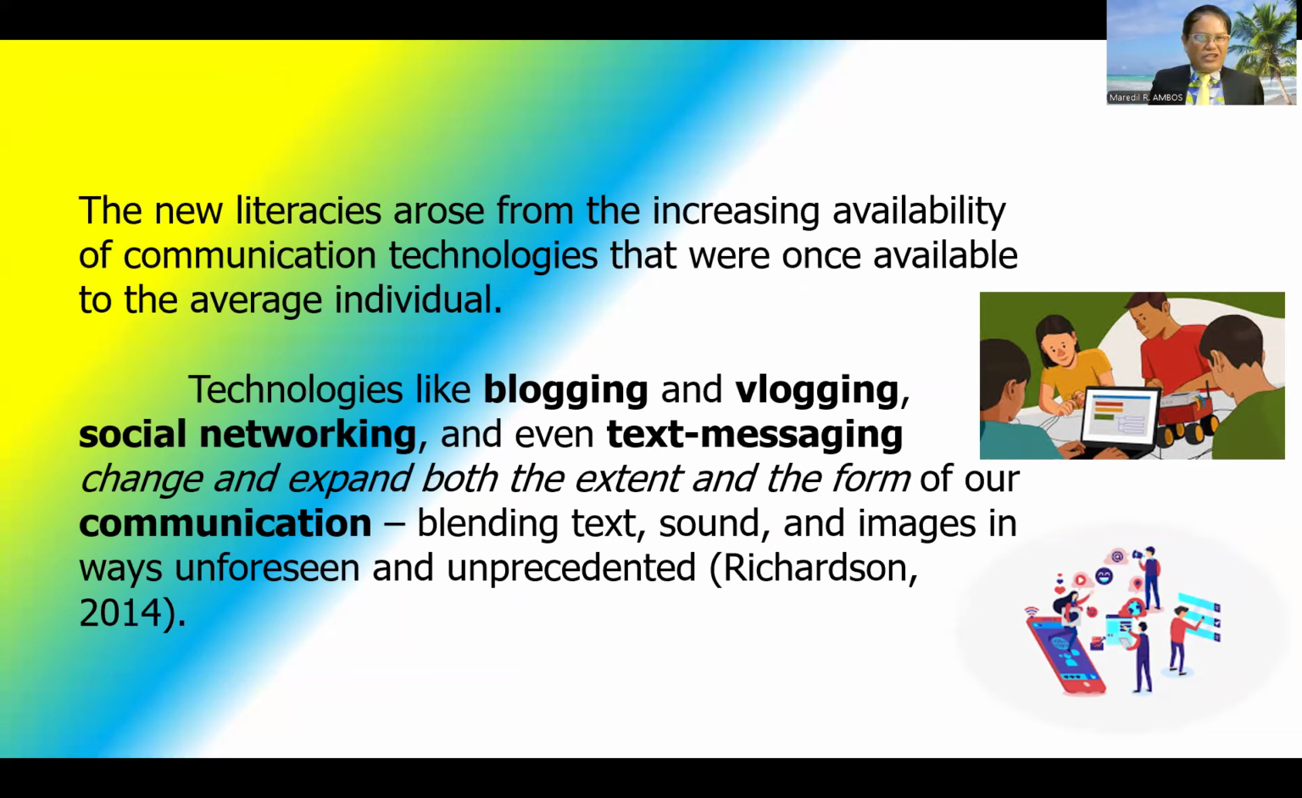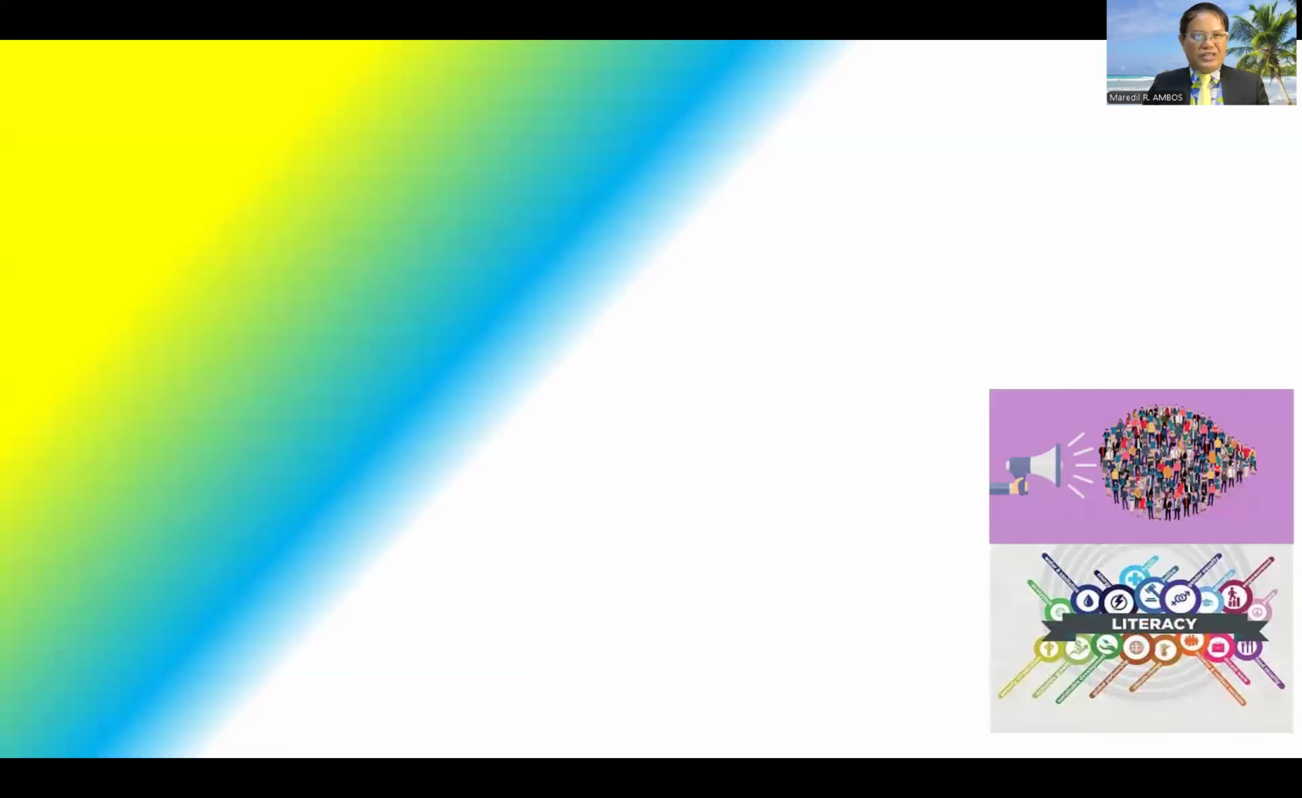So we now have the introduction of blogging and vlogging, then social networking, and even, of course, text messaging. They change and expand both the extent and the form of our communication. So we now blend text, sound, and images in ways unforeseen and, of course, unprecedented. That's according to Richardson in 2014. Take note of that. What's nice is that we can blend these three: the text, the sounds, and, of course, images.